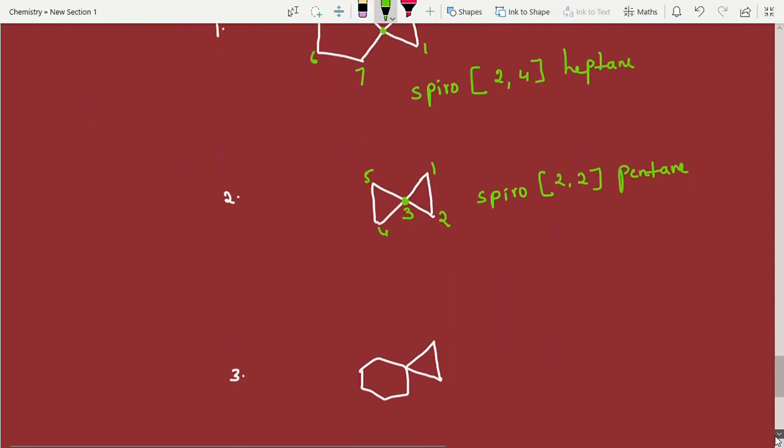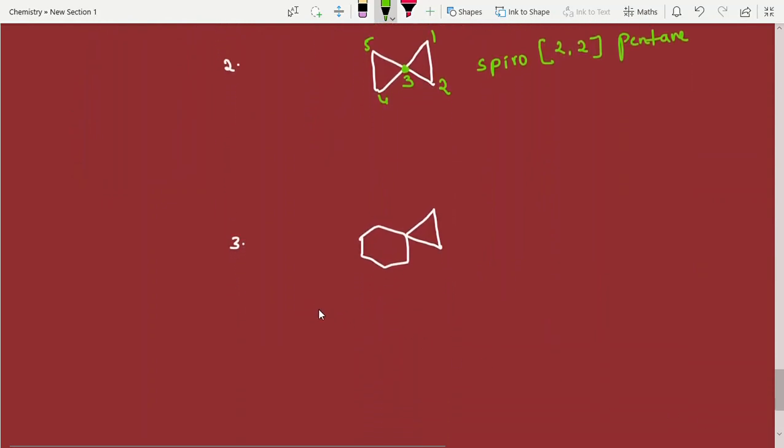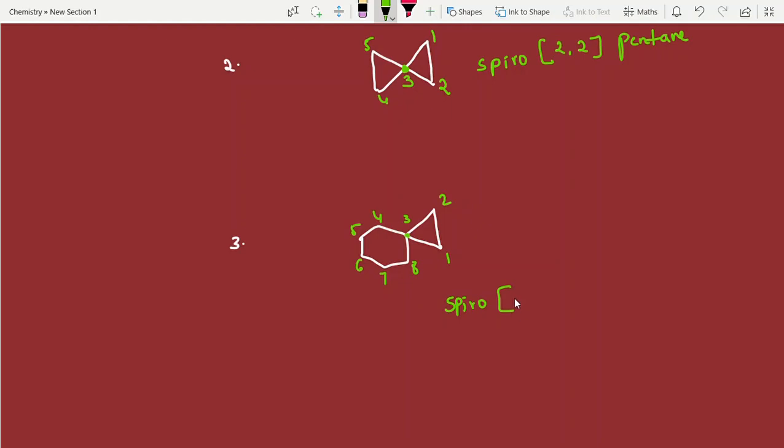Next, the third one. That is the last one in today's video. What is that? Spiro compound, only one bridge. Right? Now 1, 2, 3, 4, 5, 6, 7, 8. Okay. How many carbons do I have to cross here? 1, 2, 3, 4, 5. Here how many carbons? 2. So we have to write, what is that? Ascending order, right? Spiro. Tell me. 2 comma 5 octane. That's it.